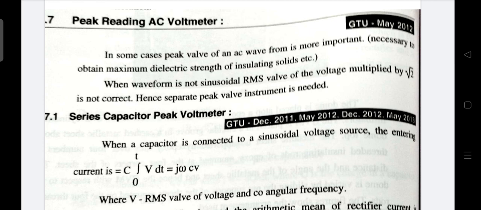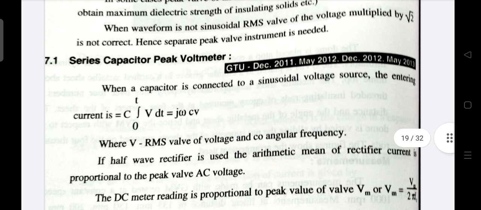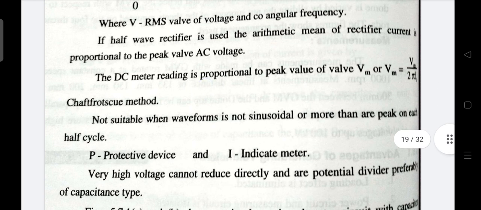When a capacitor is connected to a sinusoidal voltage source, the current entering is C times the integration from 0 to t of V dt, or we can also say j omega C V, where V is the RMS value of voltage and the angular frequency is omega. If a half wave rectifier is used, the arithmetic mean of the rectifier current is proportional to the peak value of the AC voltage. The DC meter reading is proportional to the peak value Vm, or we can say Vm equals Vm by 2 pi f C.